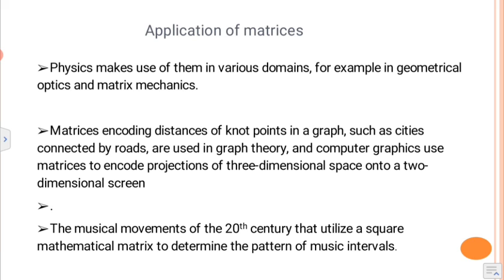Matrices encoding the distance of knot points in a graph, such as cities connected by roads, are used in graph theory, computer graphics and other areas to encode the projection of 3D space onto a 2D screen. The musical instruments of the 20th century utilize the square mathematical matrix to determine the pattern of music intervals.